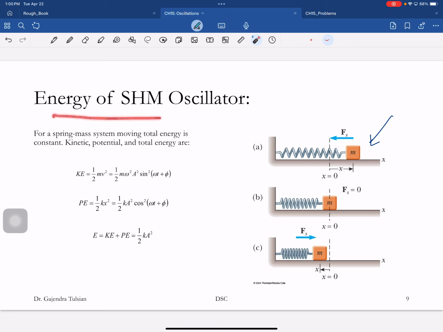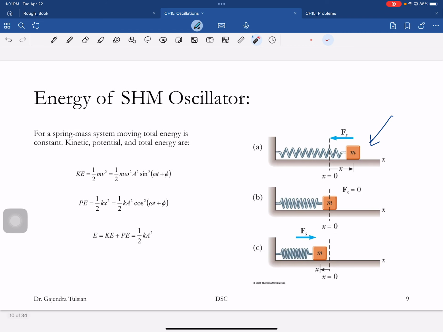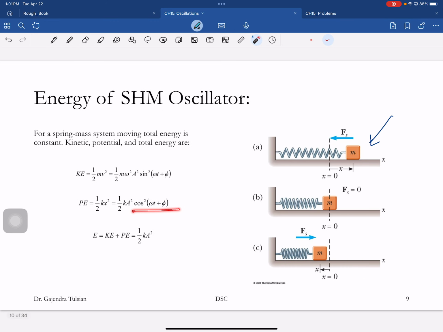All right, now we'll talk about the energy. When it's oscillating, when it's moving, it has kinetic energy. And when the spring is stretched or compressed, you have spring potential energy. Here is the kinetic energy, 1/2 mv squared, and you have an expression for v there. We're going to substitute that for v, and you get this expression. Here is the potential energy, 1/2 kx squared. x is the position of the mass. We'll put this expression in there, and you get that.